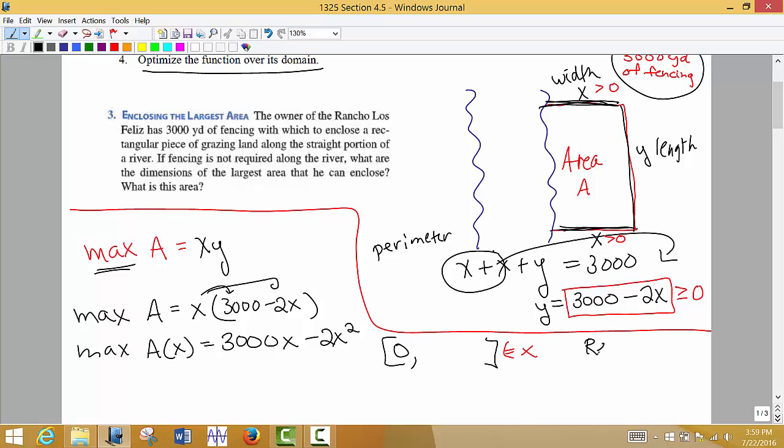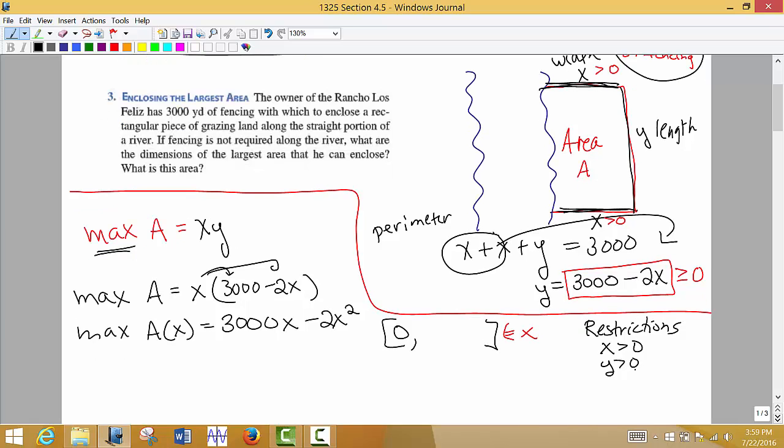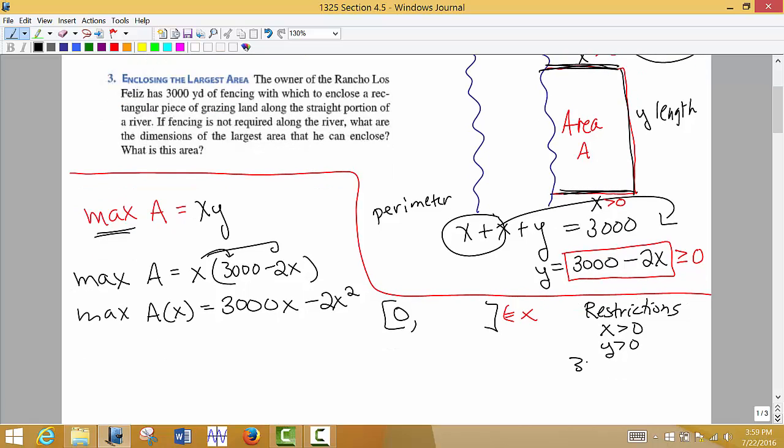Okay, so we have our restrictions. Let's write that down. That's what's going to help us come up with this boundary. We know we want x greater than 0. We know we want y greater than 0, which implies that 3000 minus 2x must be greater than, let's say, equal to 0.